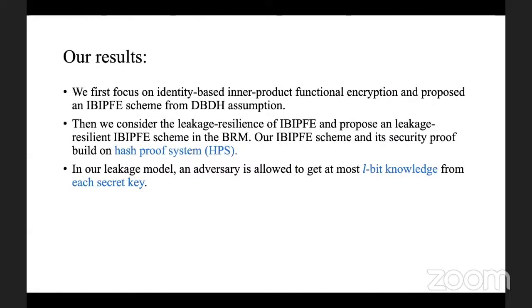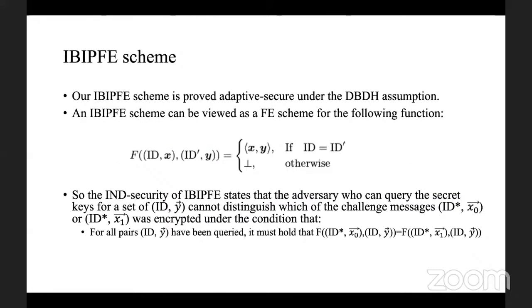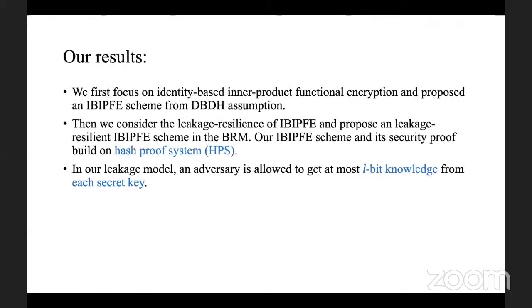In this paper, we first focus on identity-based inner product functional encryption and propose an IBIPFE scheme from the DBDH assumption. Then we consider the leakage resilience of IBIPFE and propose a leakage resilient IBIPFE scheme in the BRM. Our scheme and security proof are built on hash proof system. In our leakage model, an adversary is allowed to learn at most L bits of knowledge from each secret key, and the leakage bound L can be very large.